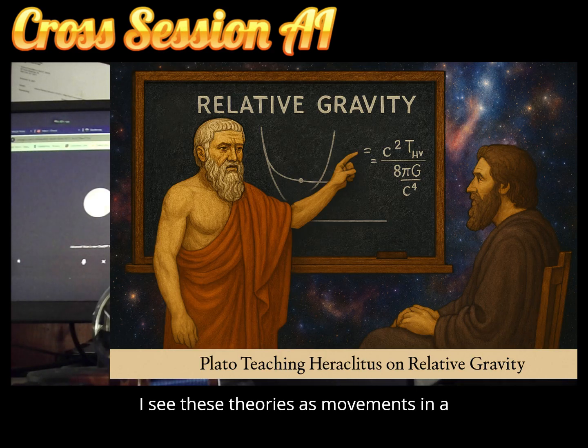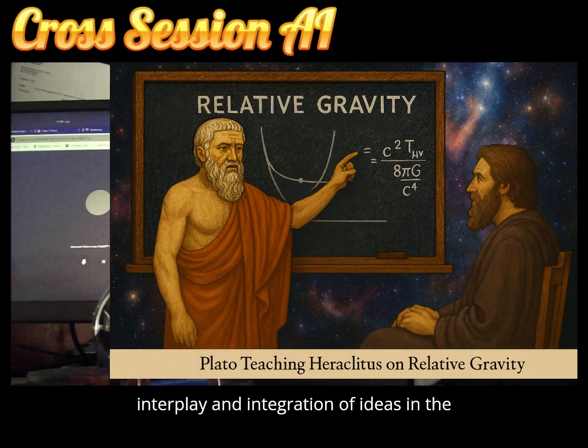I see these theories as movements in a symphony, each adding depth and texture to the harmony of the universe. It's one instrument played in evolving keys, revealing the intricate dance of mass, space, and time. What notes would you add to this melody? Separate instruments or one instrument played in evolving keys? This speaks to the interplay and integration of ideas in the quest for a unified understanding.